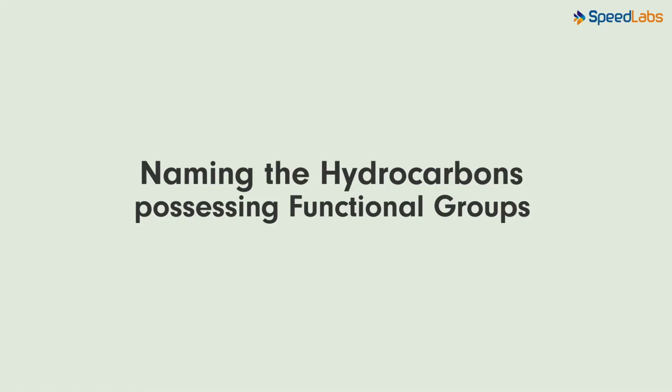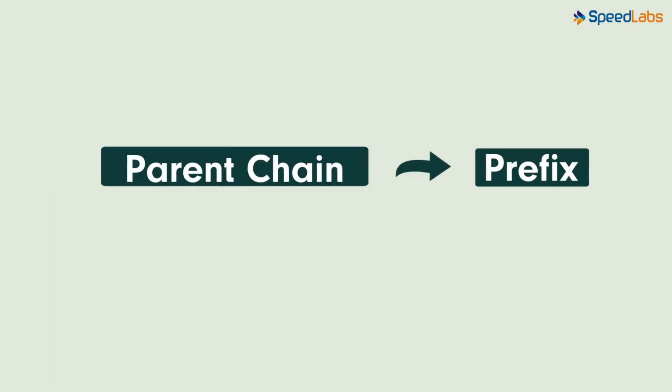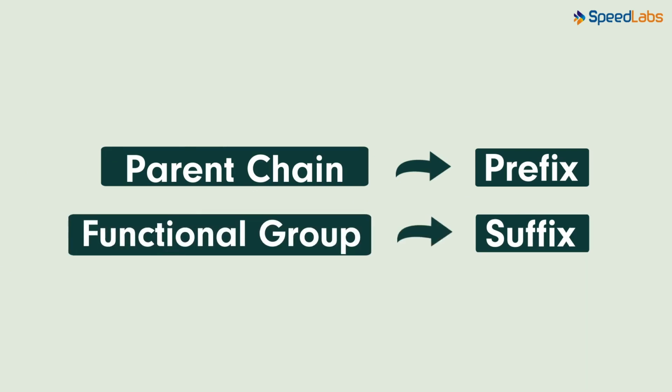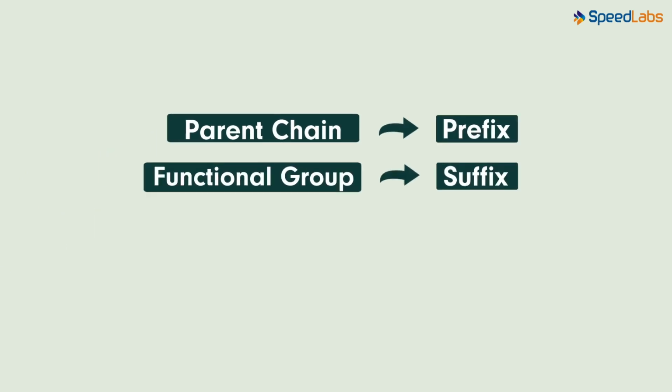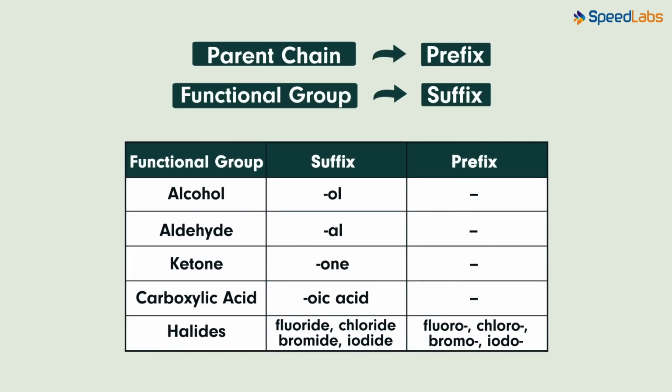In the previous video, we had a look at a few rules for naming the hydrocarbons with functional groups. We name the compound with a prefix that is decided by the number of carbon atoms in the parent chain. On the other hand, the suffix is defined by the functional group present in it. So according to our table, we have various suffixes that are used for naming the compounds. We have ol for alcohol, al for aldehyde, on for ketone, and oic acid for carboxylic acid.